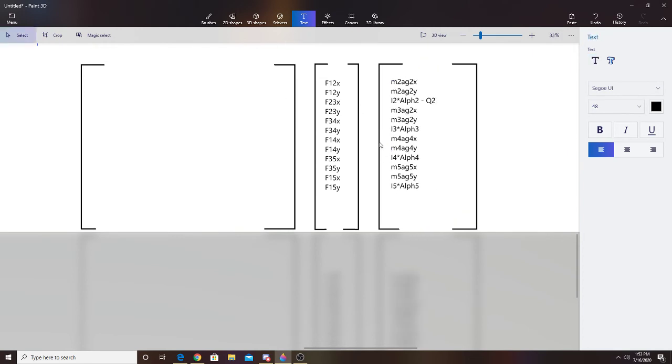And I forgot an equation over here, as per usual. It's right here. This right here should be Q5.